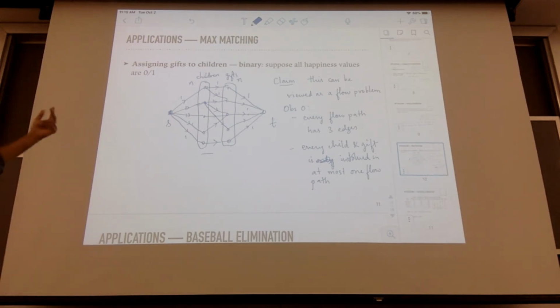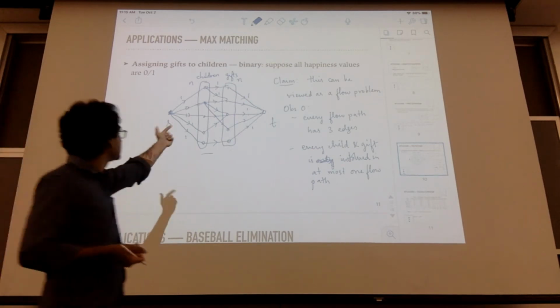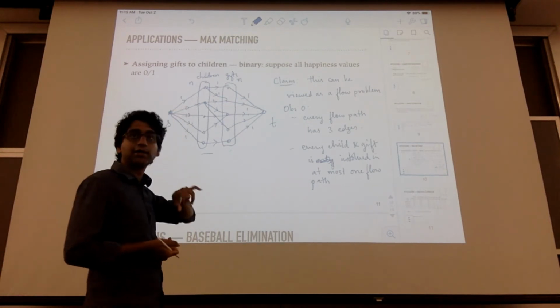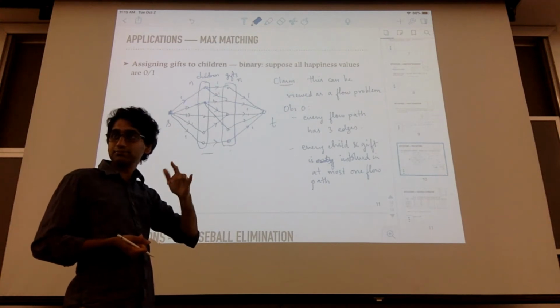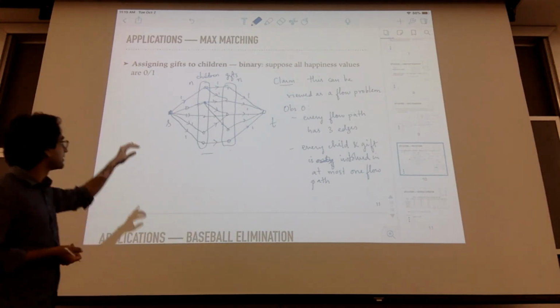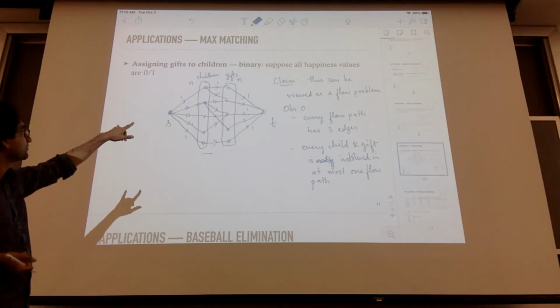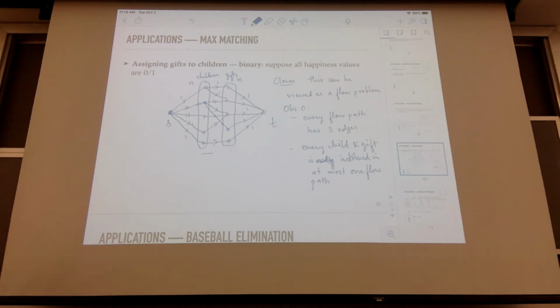And these two observations essentially let you go from a flow to an assignment. Because you look at the maximum flow, and each flow path has 3 edges, so it contains 1 child and 1 gift. So you assign that child to that particular gift. This is a valid assignment because no gift will be assigned to 2 children, because you can't have flow paths that go to the same gift, since this edge has capacity only 1. So you can't have a flow path like this.